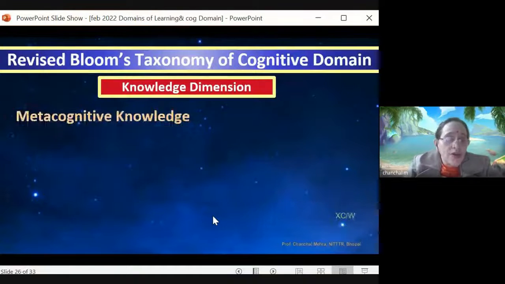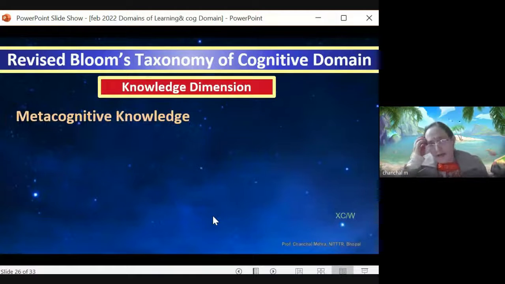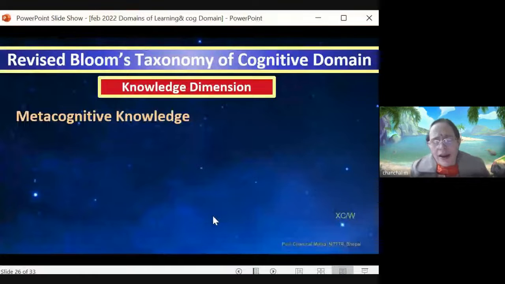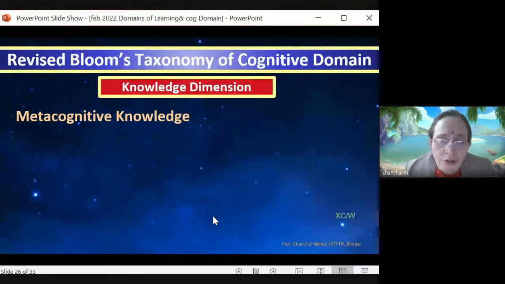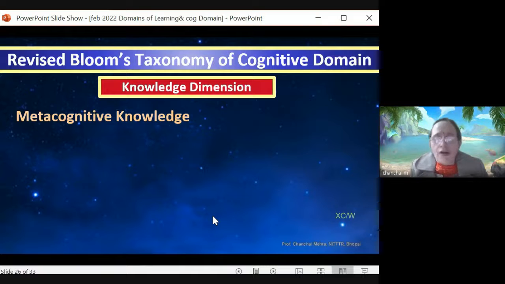And the last one is metacognitive, for which nowadays at every forum and at every place, a lot of emphasis is being given for developing metacognitive knowledge.